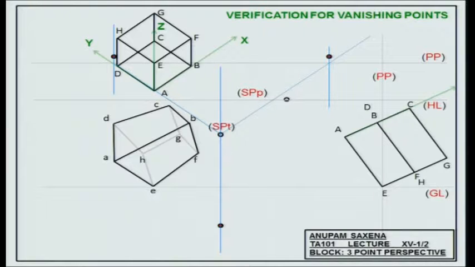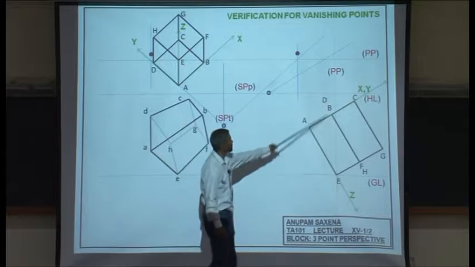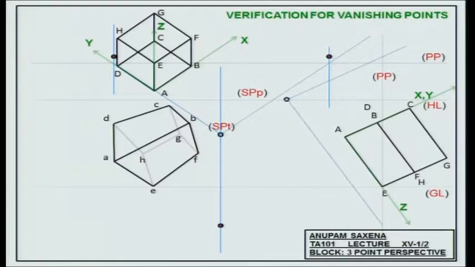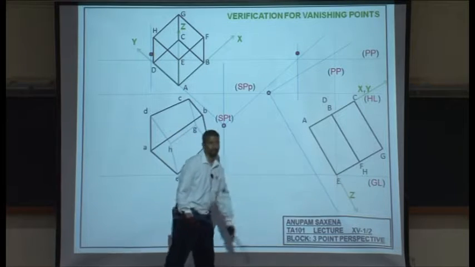What axes are these? X and y, and this would be my z axis. I take SPP, the station point in the profile view, I draw a line parallel to the xy axis and hit the picture plane over here, and I draw a line parallel to the z axis and hit my picture plane over here.